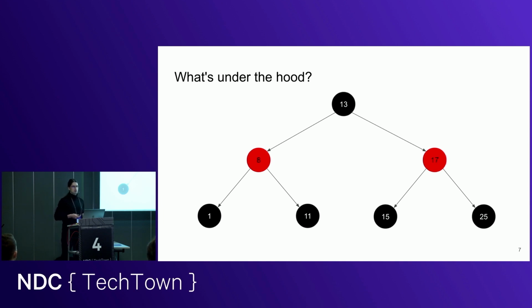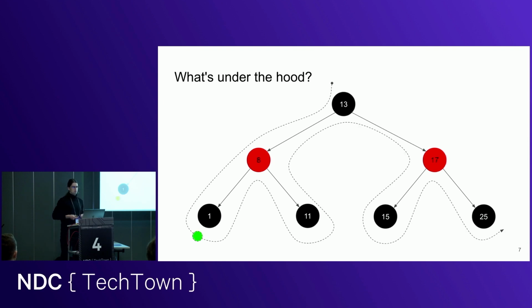Another important property is that with this tree we can do in-order tree traversal. The green dot here is where the traversal starts. It goes from the root to the leftmost subtree, then up this way.